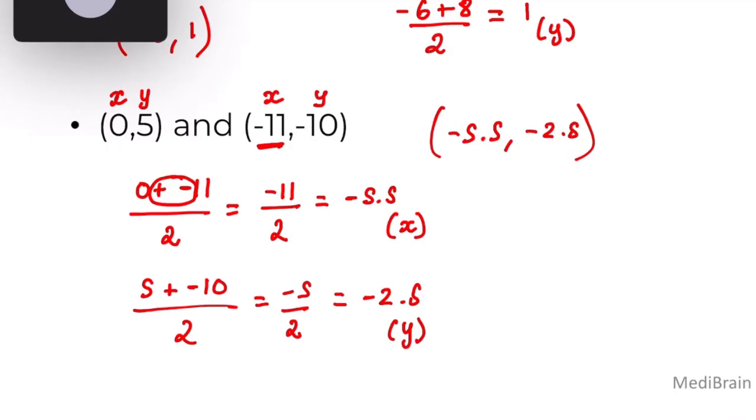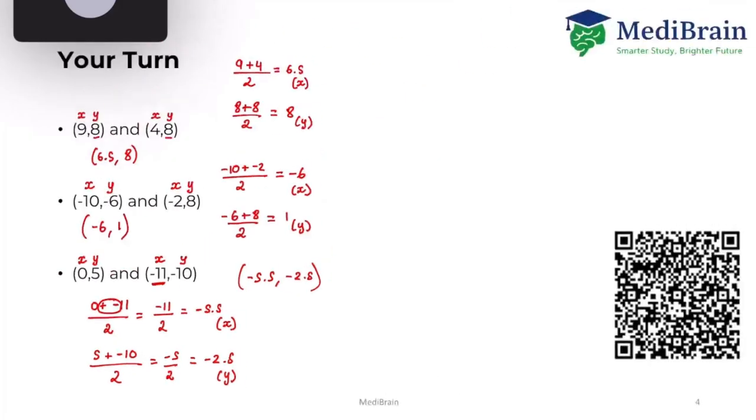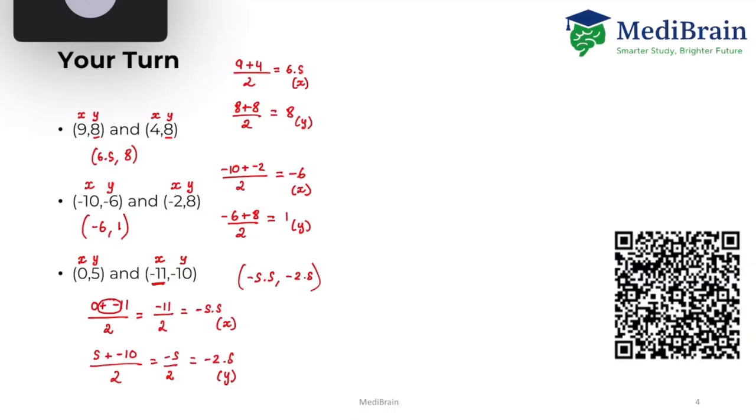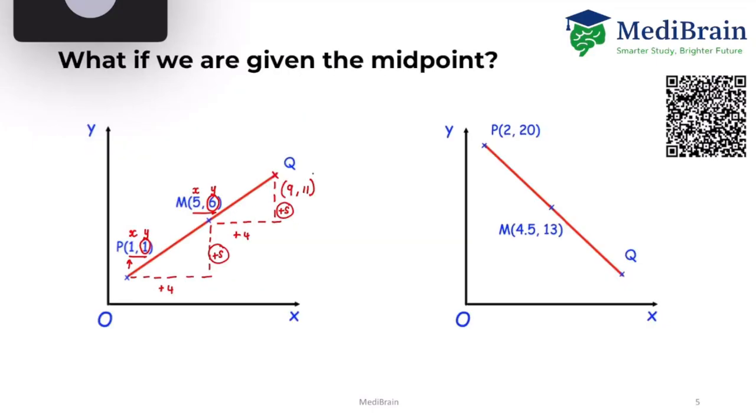Yeah, so this is kind of like a number sequence. Basically, you're looking at the x coordinates, you're comparing them, and then you're adding the same value to get the n coordinate. Okay? So the answers to the questions over here are 6.58, minus 6, 1, and minus 5.5, minus 2.5. Okay? And the answer to this is 9, 11.